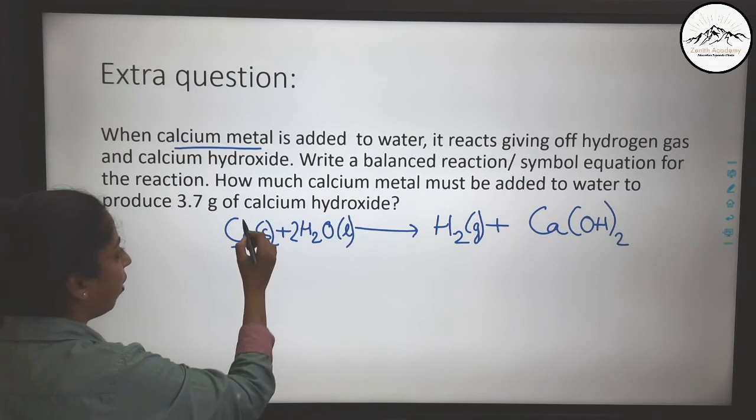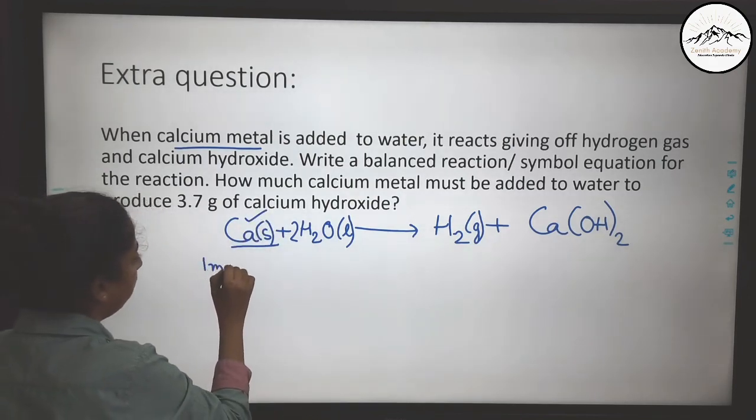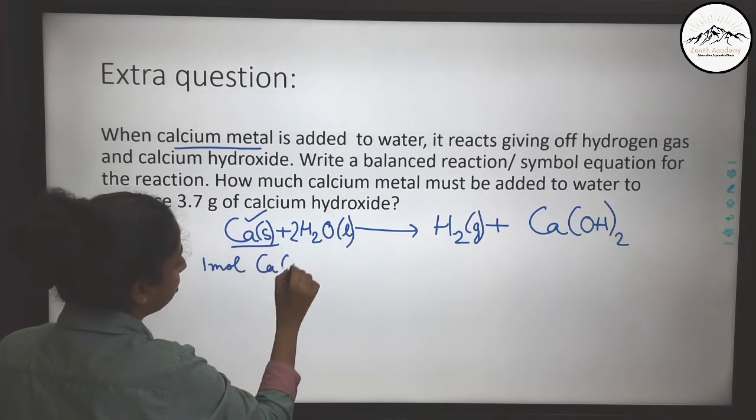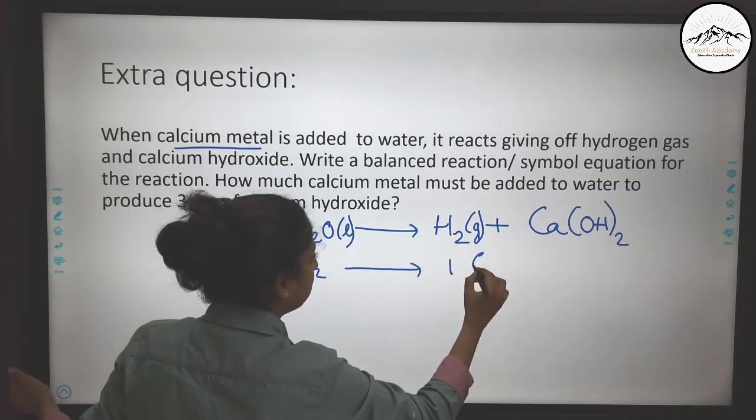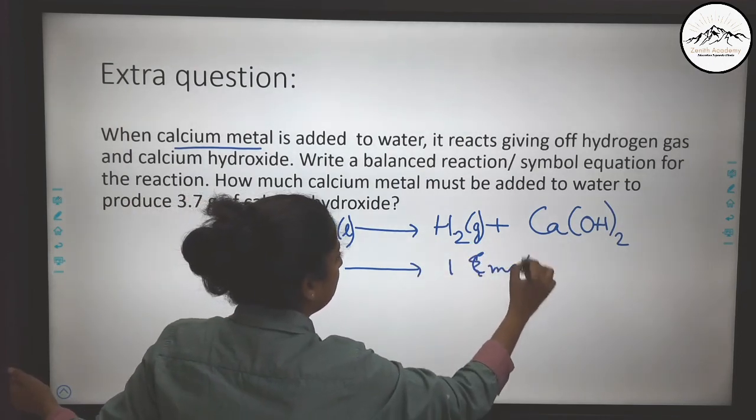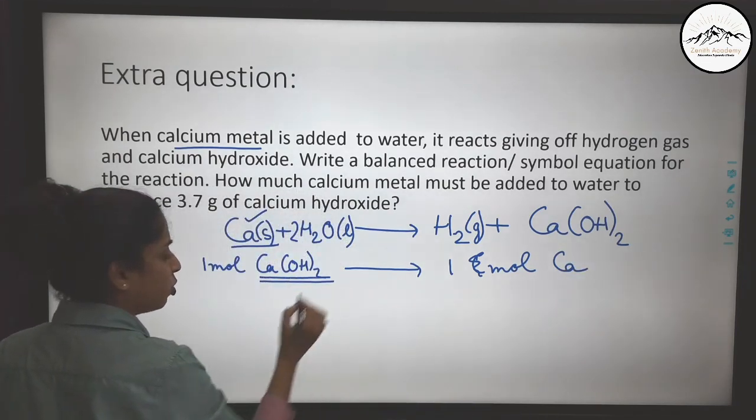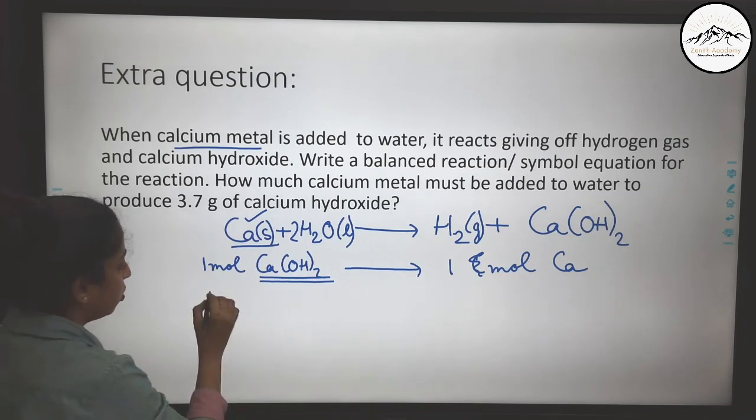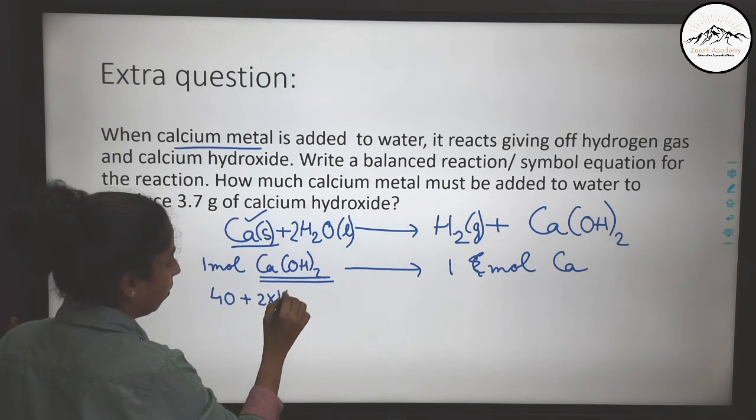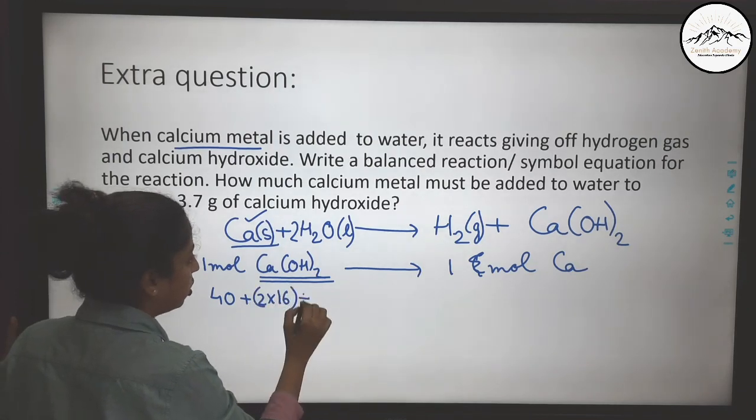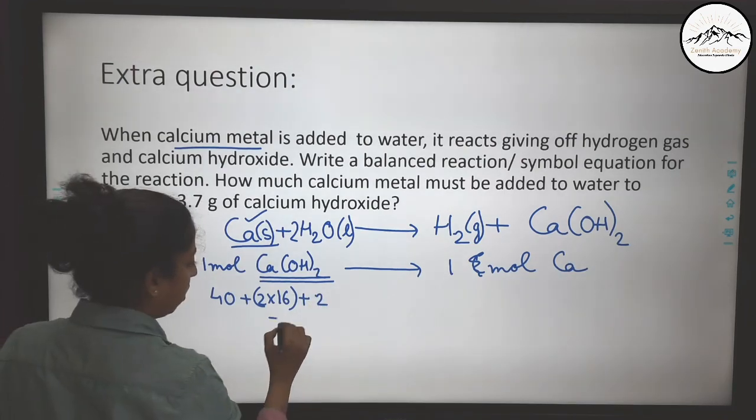Now since we want to find how much calcium, this will be on the right hand side. So we will write that 1 mole of calcium hydroxide is formed by 1 mole of calcium. Now 1 mole of calcium hydroxide corresponds to the relative molecular mass. So calcium is 40 plus oxygen is 16 and hydrogen is 1, so 2 into 1 is 2. So this becomes 74 grams.